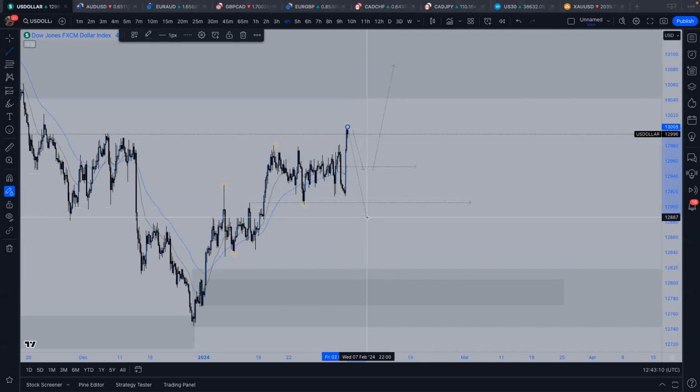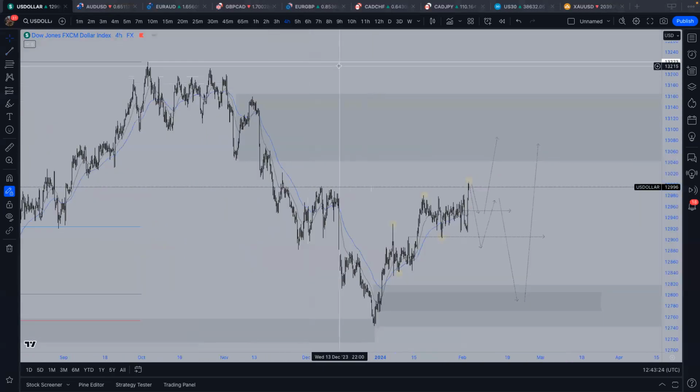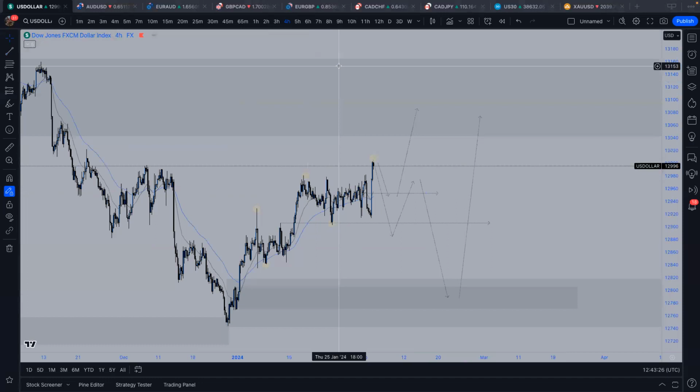But if we do break below this low, I will be looking for a pullback to come into here and to then go long and generate some liquidity in the form of highs and then actually start to rally up. Equally, until then, I am just going to wait and see. That is what I do have.